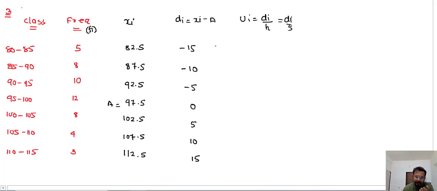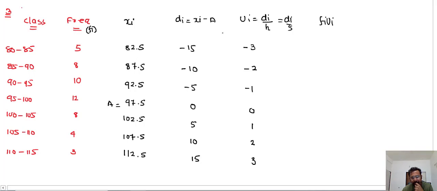f_i u_i: 5 into minus 3, so minus 15. 8 into minus 2, minus 16. 10 into minus 1, so minus 10. 0 into 12, 0. 8 into 1, 8. 4 into 2, 8. And 3 into 3 is 9.